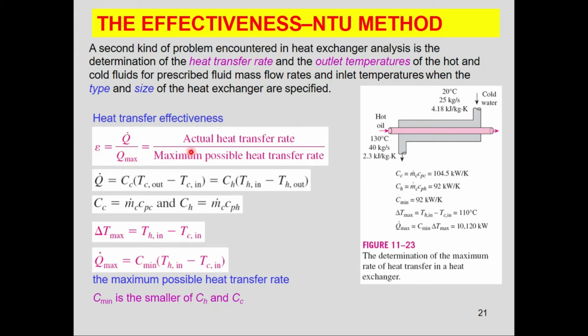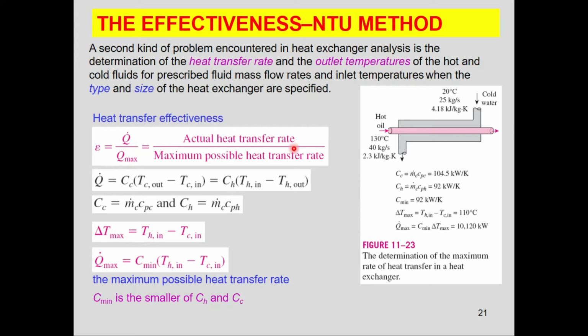So Q dot is the actual heat transfer rate divided by the maximum possible heat transfer rate, right? For a given situation, you have to determine the maximum possible heat transfer rate and the actual heat transfer rate. After putting in the values, you can determine the effectiveness, this dimensionless parameter represented by epsilon.